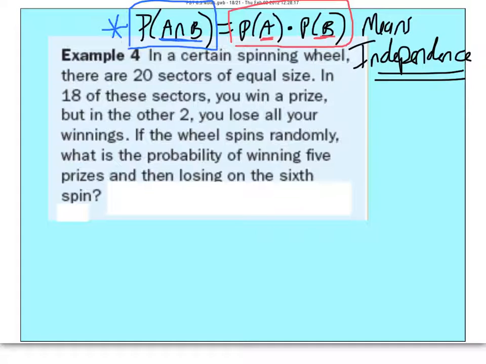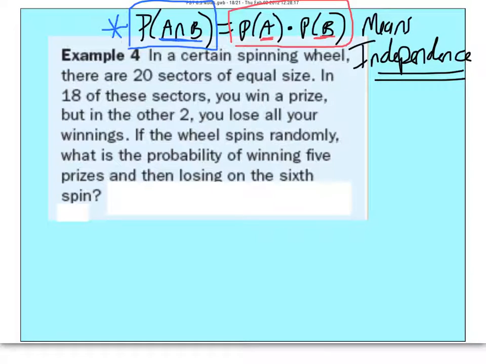Let me show you. In a certain spinning wheel, there's 20 sectors of equal size. 18 of the sectors you win a prize, but the other 2 you lose. If the wheel spins randomly, what's the probability of winning 5 prizes and then losing on the 6th spin? The sample space on this would be huge, and it would be very difficult to write out the sample space and actually count that all of these events would take place.